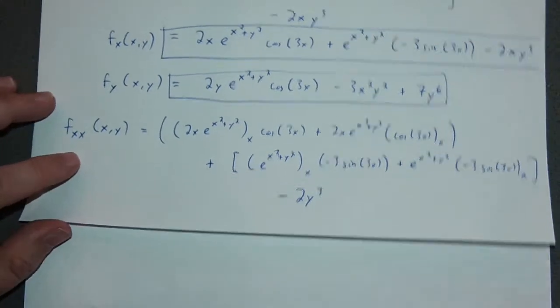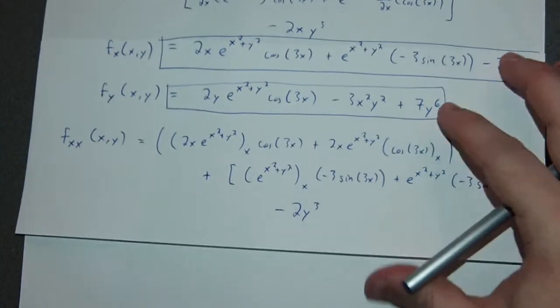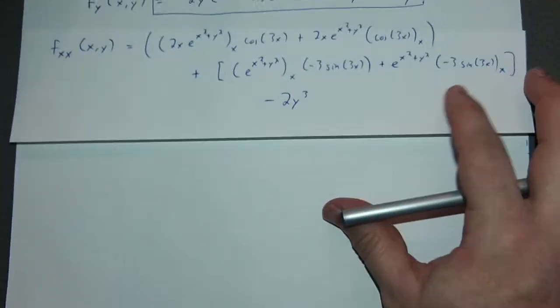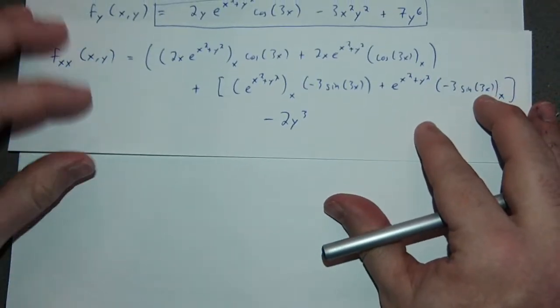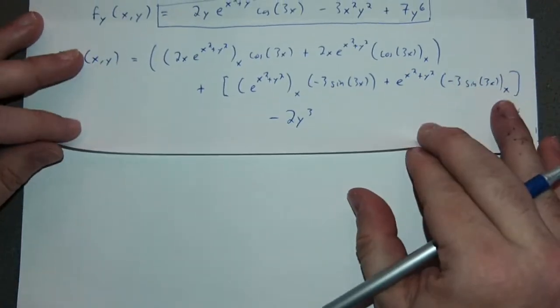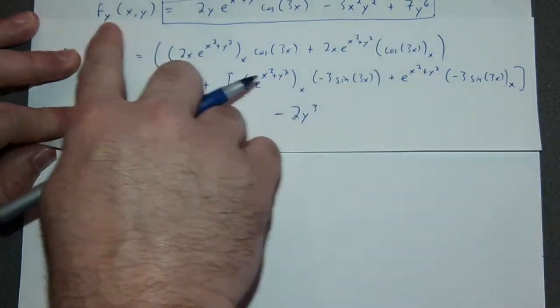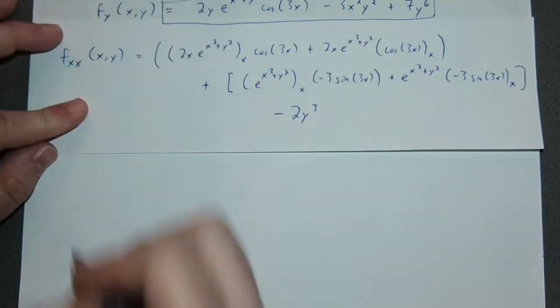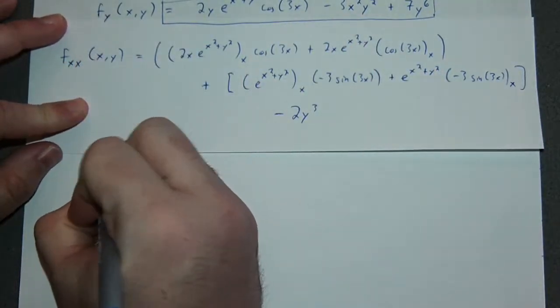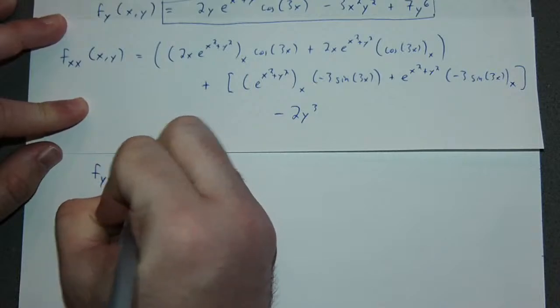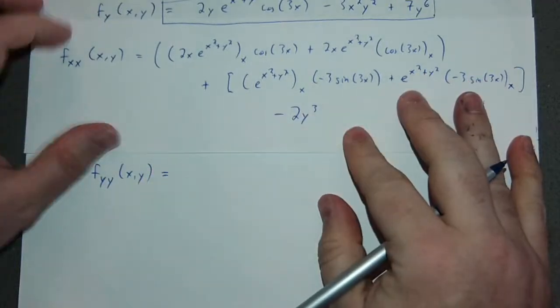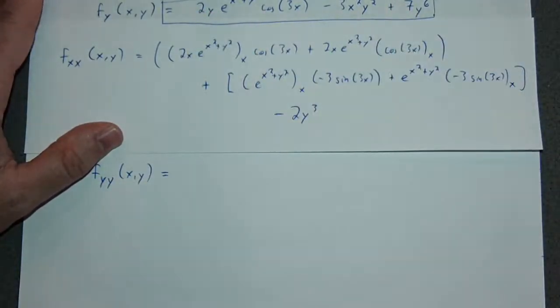Okay, so let me get rid of that. Let's compute f sub yx. Actually, let's compute f sub yy first. So here's f sub y. F sub yy is the y partial of that. So f sub yy of xy is, so I'm taking the y partial of this here.